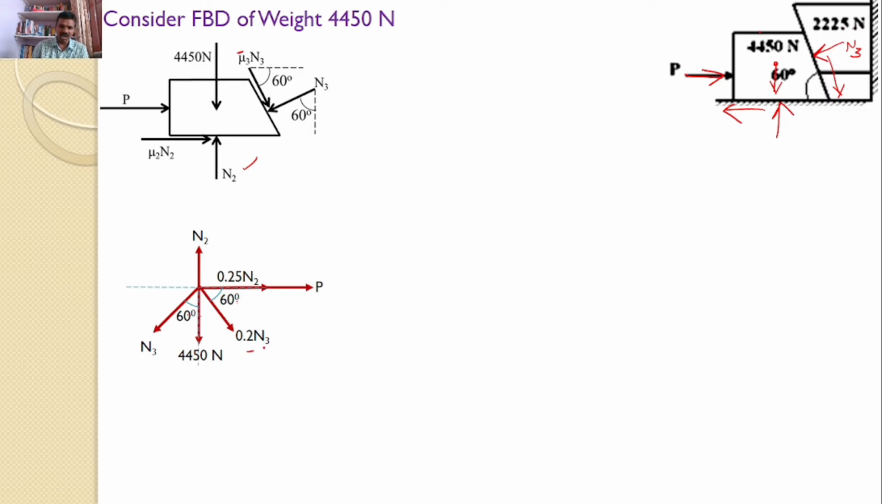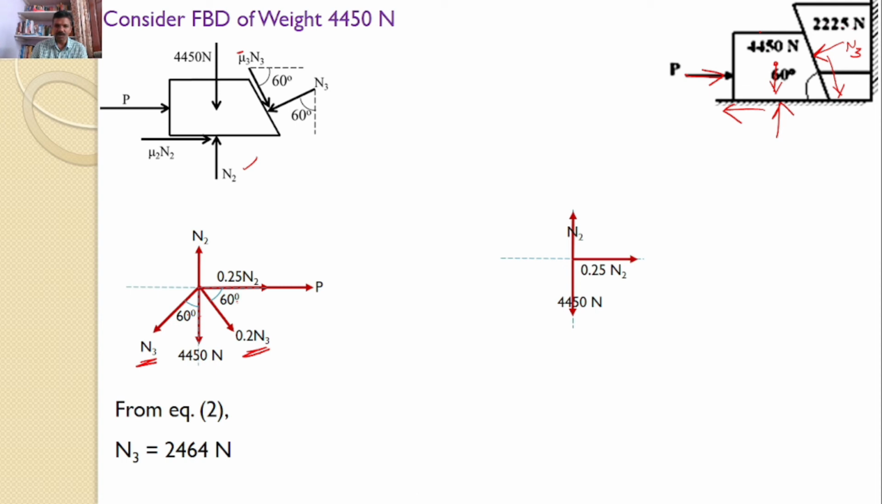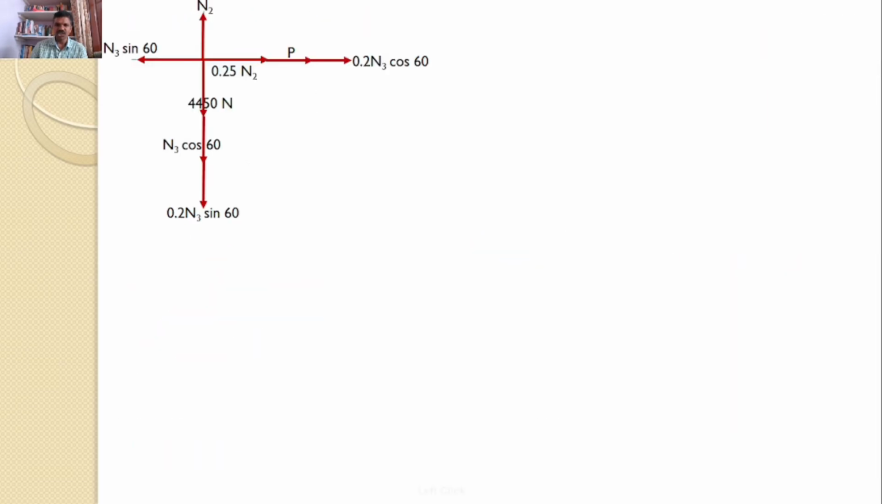Now we will try to resolve N3 and 0.2 N3 along the x and y axes. So it is 4450, and that is N2, and that is 0.25N2, and that is P. And now that N3 I resolved: since it makes an angle 60 with the vertical, the vertical component is N3 cos 60, the horizontal component is N3 sin 60. And then 0.2N3, which makes an angle 60 with the horizontal, hence the horizontal component is 0.2N3 cos 60, and the vertical component is 0.2N3 sin 60.